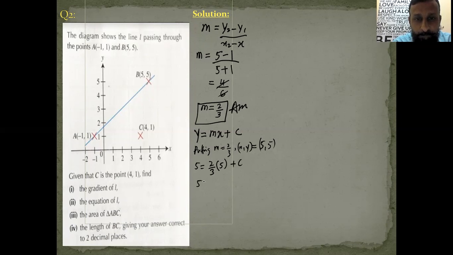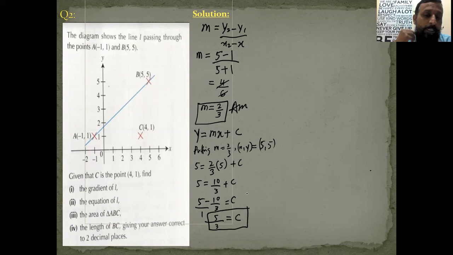We can open up the bracket. 5 equals 2 5s are 10, 10 upon 3 plus c. We can bring this 10 upon 3 on this side. 5 minus 10 over 3 equals c. Okay, now you need to take the LCM. The LCM of 1 and 3 is 3. So 3 5s are 15. 15 minus 10 is 5 upon 3. I have done it directly. Hope you know how to do it, boys and girls. What I have done, I took the LCM 3, then 3 5s are 15. 15 minus 10 is 5 over 3. I got my value of y-intercept as 5 over 3.